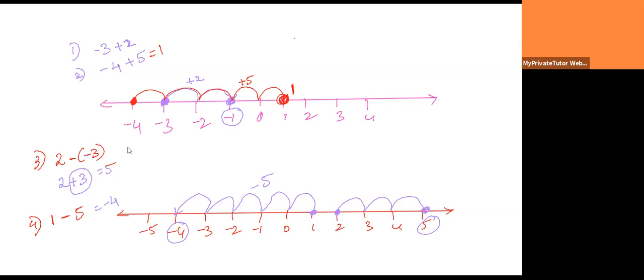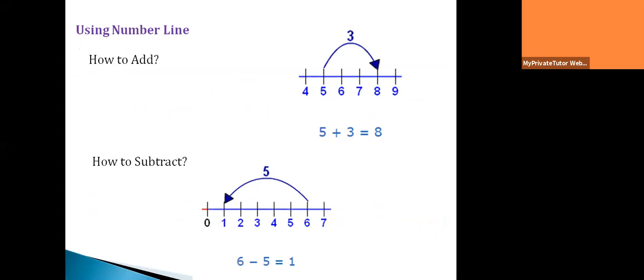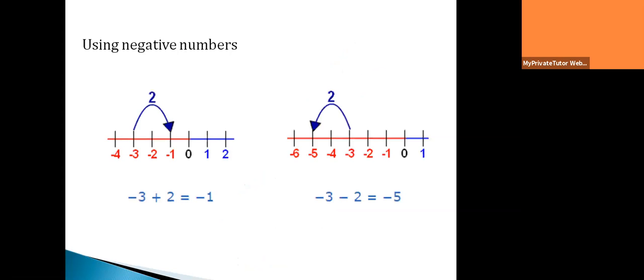Okay, you can just take a look at this again. Addition is nothing but going to the right side, which means it is increasing. Subtraction is coming towards the left side, which is minus infinity. And how do we add or subtract using negative numbers?